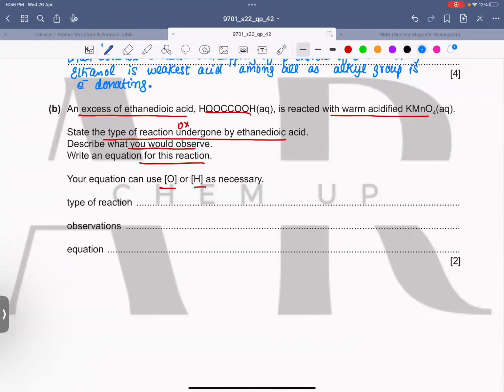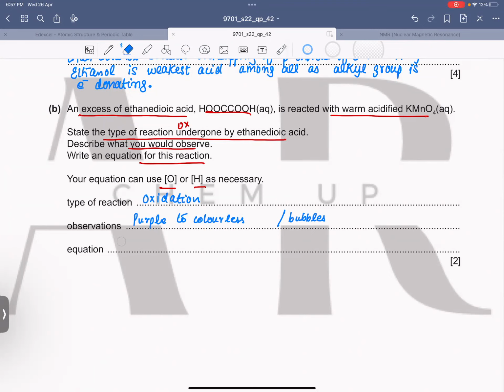So the type of reaction, if you recall, is oxidation. There are two observations: you will observe bubbles, and beside this, the chromophore is a purple color, so purple to colorless. And bubbles, sorry, but the color change is the significant one because it is more obvious. And then you have to write the equation.